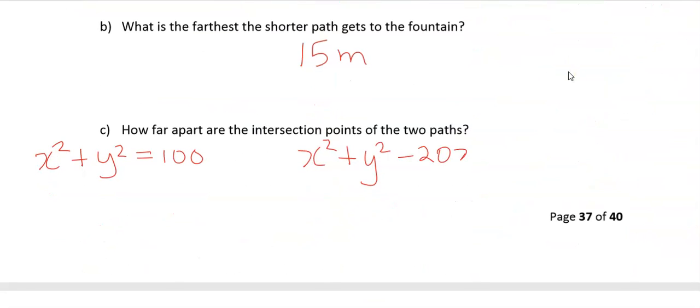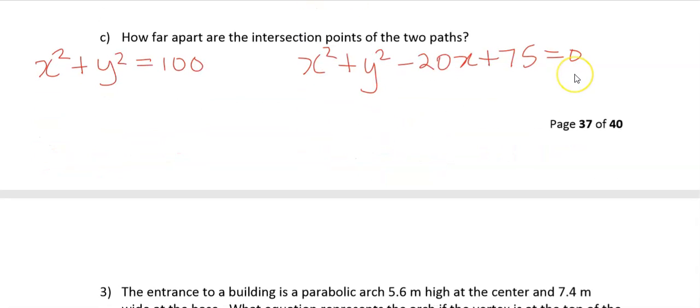Minus 20x plus 75 equals 0. Now, what I'm going to show you, you may not have seen something like this before, but it is solving a system of equations. I'm going to take this first equation right there, and I'm looking at the second equation. I notice that there's x's in it and there's y's in it. I'm going to try to get rid of the y's. So what should I do?